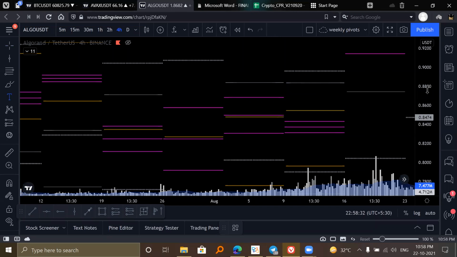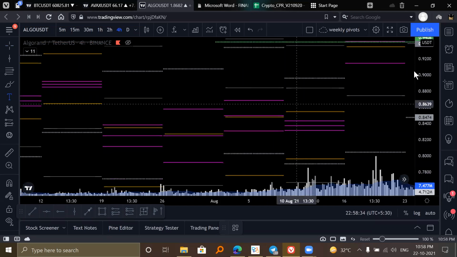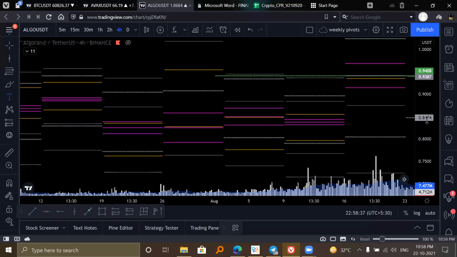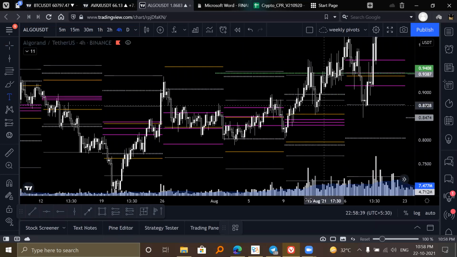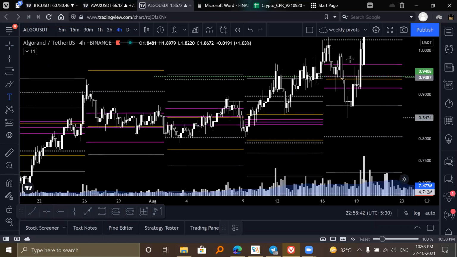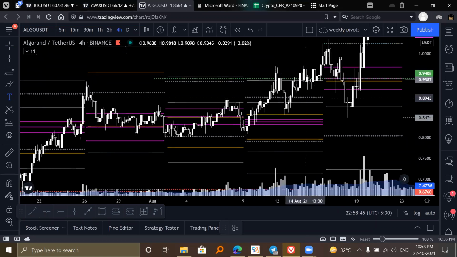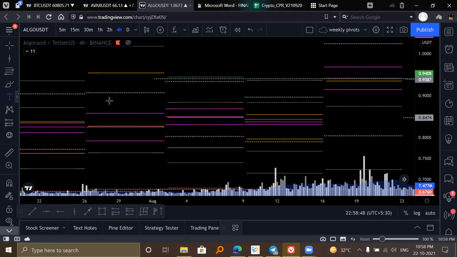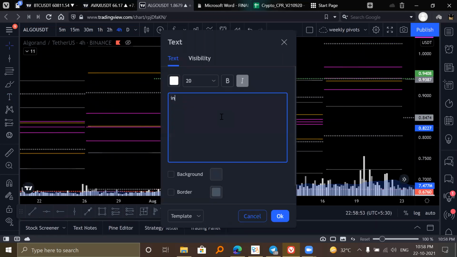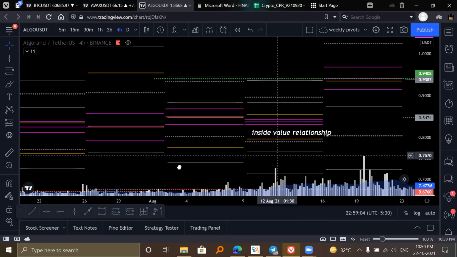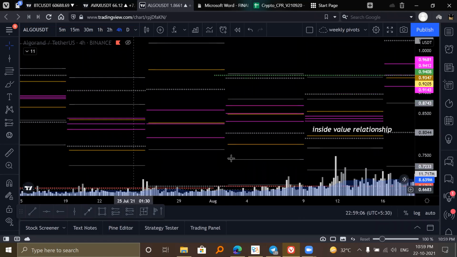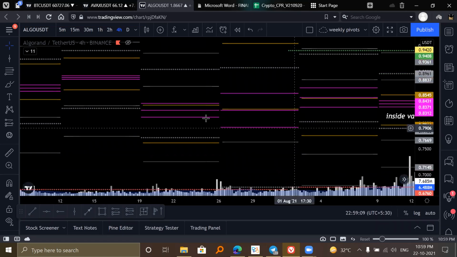If you read the Secrets of Pivot Boss book, then you'll know that this is a very volatile setup, and you can see that price gave quite a good return this week. Price gave amazing returns this week itself. So I'll just name it here: this is inside value relationship. And now outside value. Inside one is the opposite of the outside one.